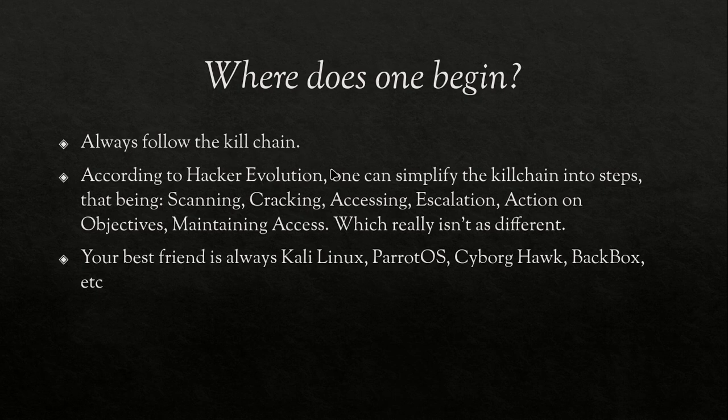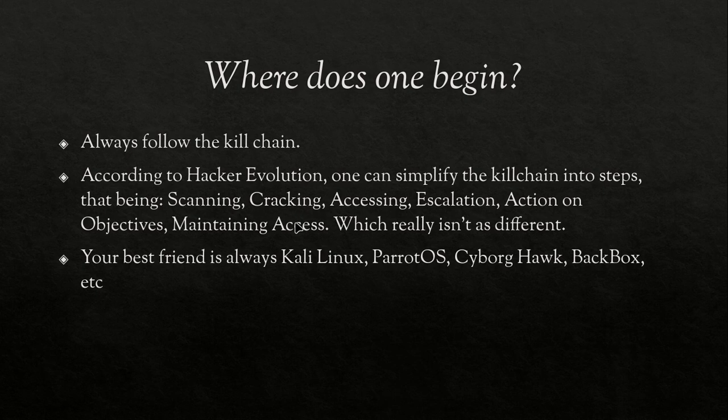And if the cyberkill chain seems a little bit too much, there's a much more simplified version created by Hacker Evolution, which simplified the kill chain into a few steps: scanning, cracking, accessing and escalation, action on objectives, and maintaining access. So scanning is the equivalent of information gathering. In this case, we're gathering as much information as we can, but this is more focused on a specific host or a specific computer or a specific target rather than an entire entity or an entire business. When you're performing scanning, you're using simple tools like nmap and theHarvester and so on and so forth. You're actively finding those vulnerabilities.